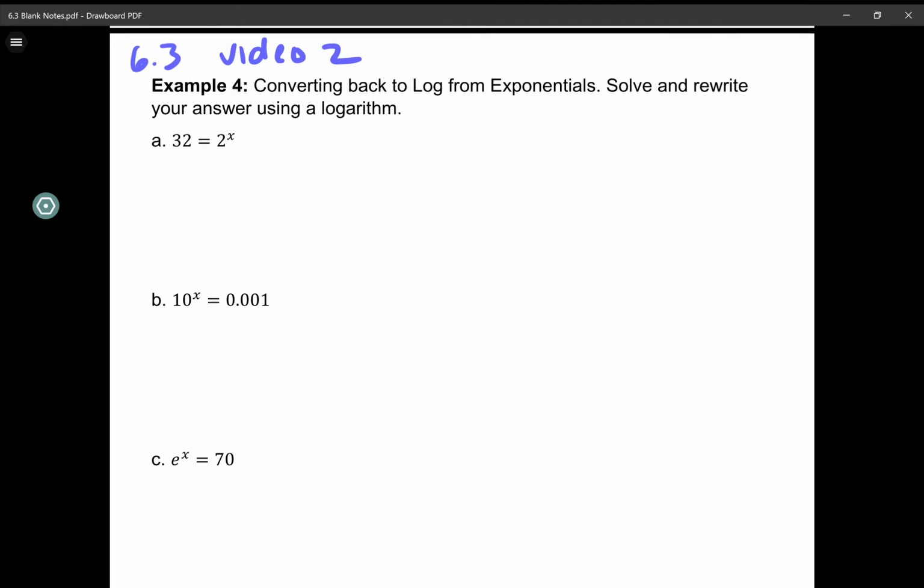So in the first video, we learned all about logarithms. We learned to write them as exponentials to help solve them. Now we're going to practice our notation just a little bit. We're going to start with an exponential, we're going to solve it, and then we're going to rewrite that as a logarithm.